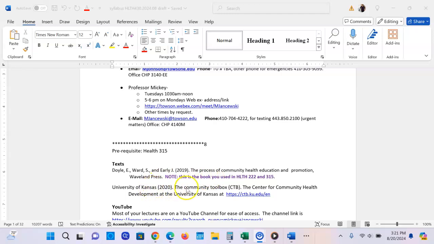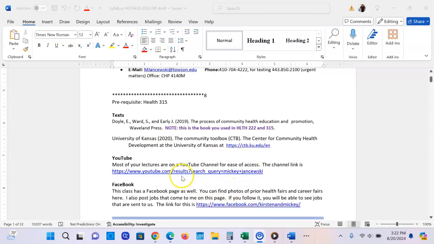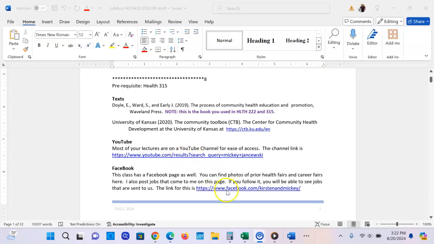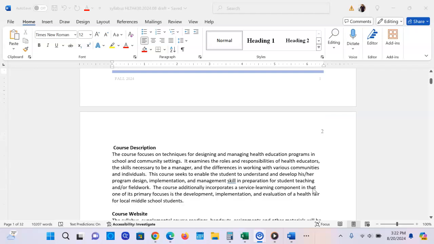This second item, University of Kansas Community Toolbox, is actually available for free online, and it changes constantly. It's constantly updated. So that is free. Hopefully you'll take advantage of that. We have a YouTube channel and we have a Facebook page. If you go to the Facebook page for Health 430, you will see that you can actually look at other health fairs that have been held over the course of the last several years.